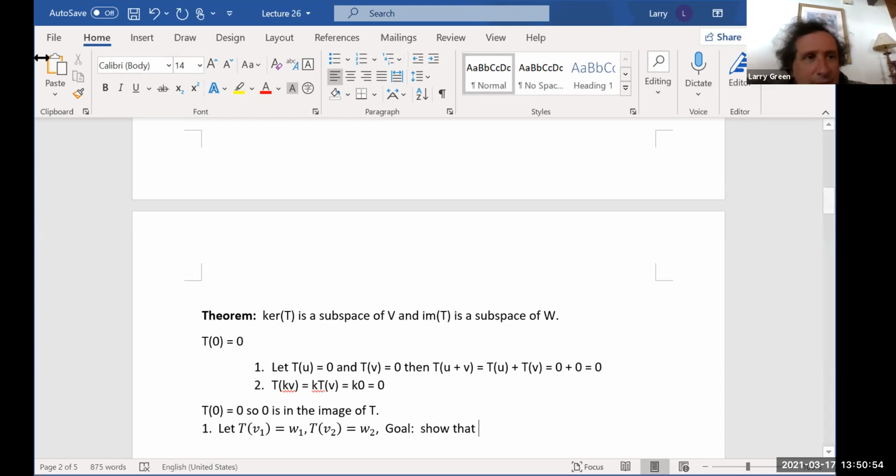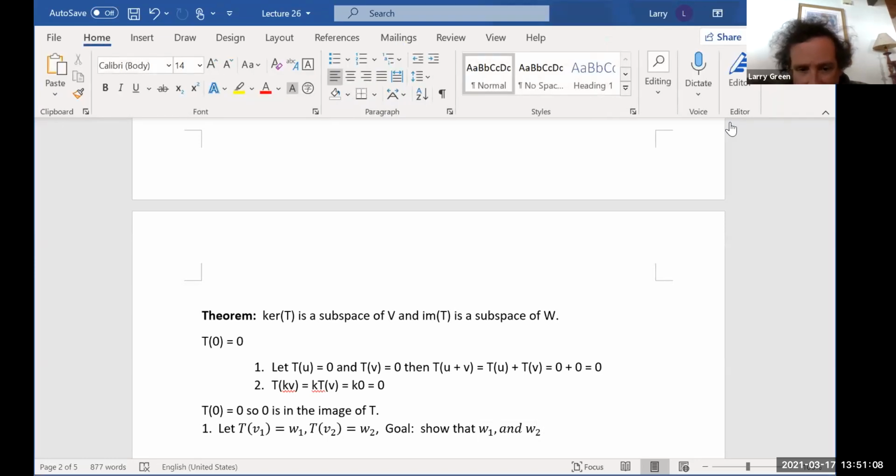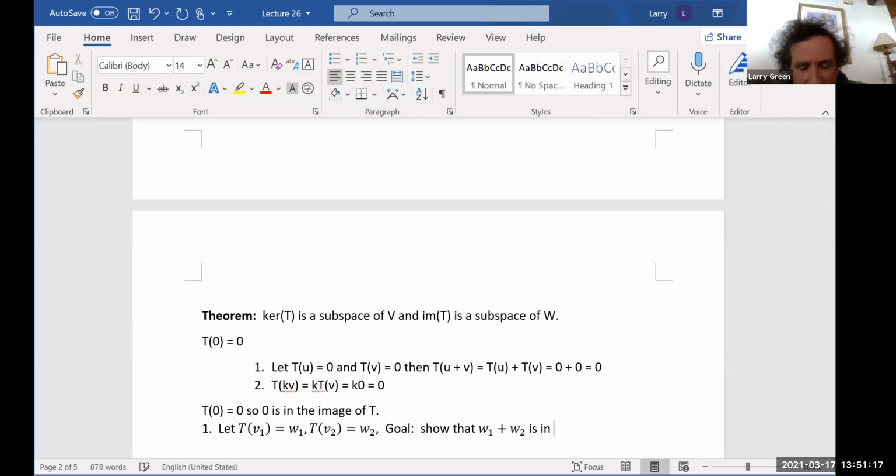Show that W1 plus W2 is in the image of T. So that means we need to find a vector so that T of that vector is W1 plus W2. And the hint is it's an easy search. What do you think that vector might be? So we need to find a vector in V such that when we apply T to it, you get W1 plus W2. Hint is it's easy. So what is it?